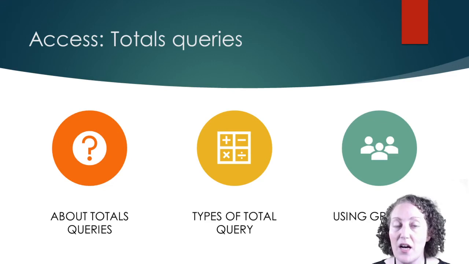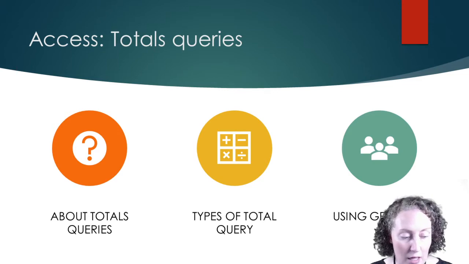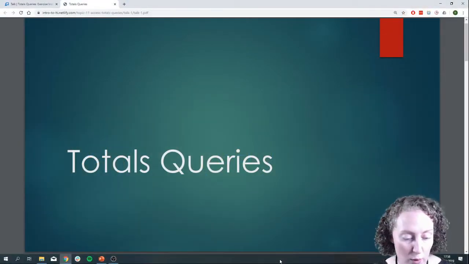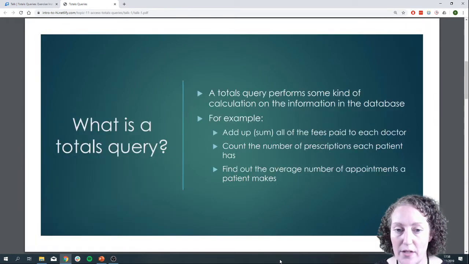In our last topic on Access, we are going to talk about totals queries. Totals queries are queries where you can do some kind of calculation as part of the query. So we're going to first briefly talk about what totals queries are and what kinds of things you can do.